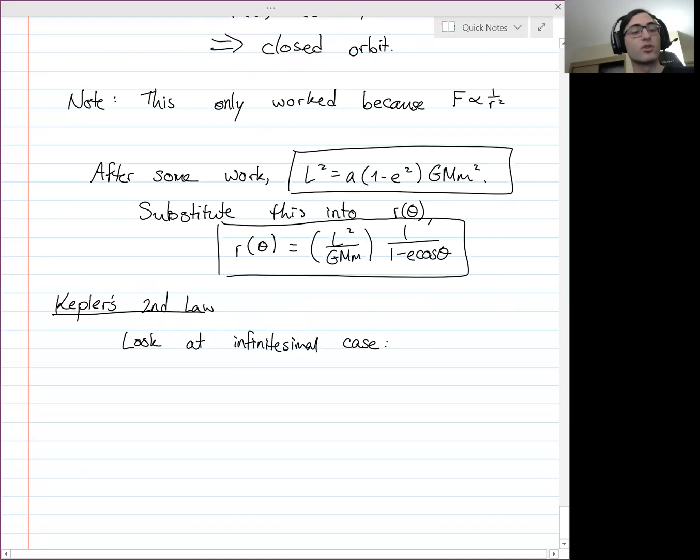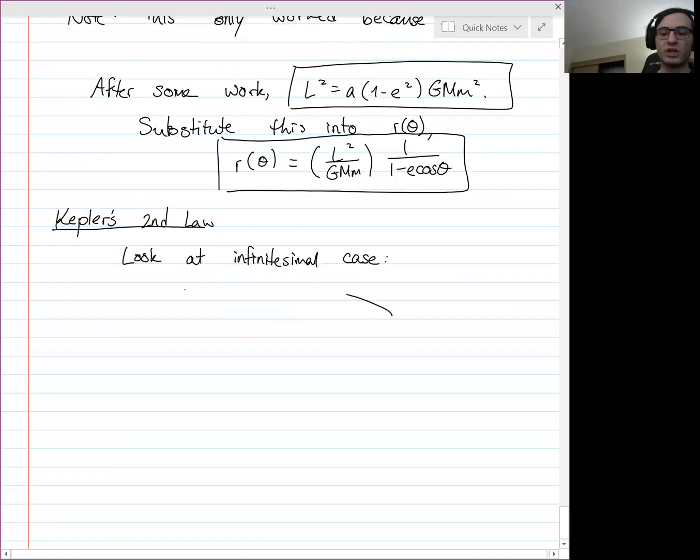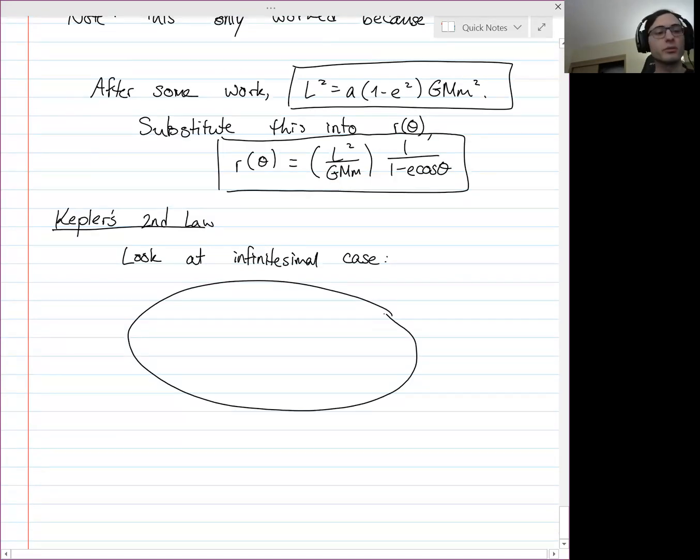Or perhaps not as normal, but as would be expected. So here's our ellipse. Let me draw the semi-major axis and the semi-minor axis. Here's one of our foci, and let's say that we want to find the area between these two points. Let's say that that's an infinitesimal length. Let's call this angle d theta, infinitesimal.